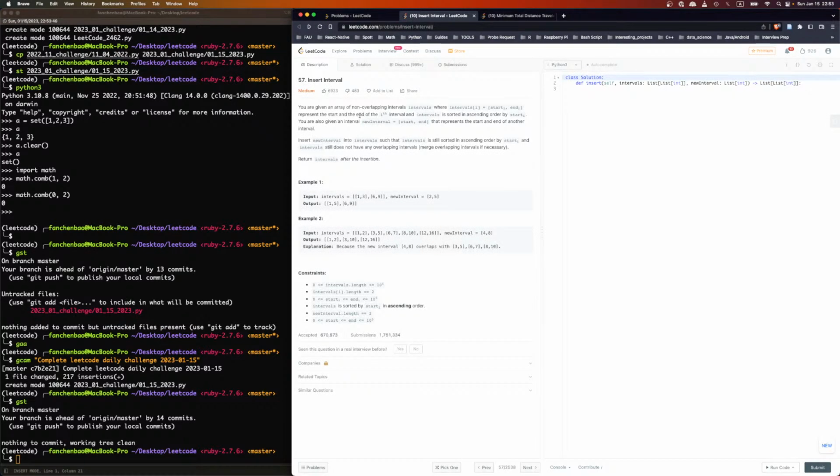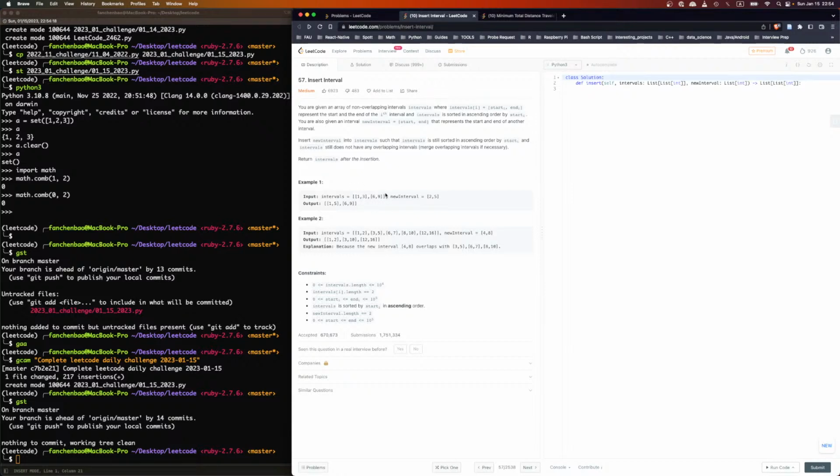The start and the end of the ith interval. The intervals are sorted in ascending order by start. You're also given a newInterval that represents the start and end of another interval. Insert it into intervals such that intervals is still sorted in ascending order by start, and intervals still does not have any overlapping intervals, merging overlapping intervals if necessary. Return intervals after insertion. This is a good question, right? [1,3], [6,9]. I add [2,5]. So 2 will be overlapping, so it'll be [1,5], [6,9].